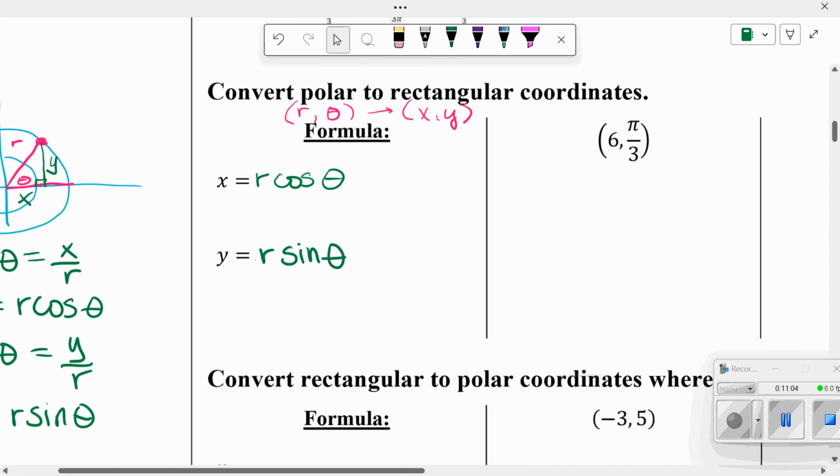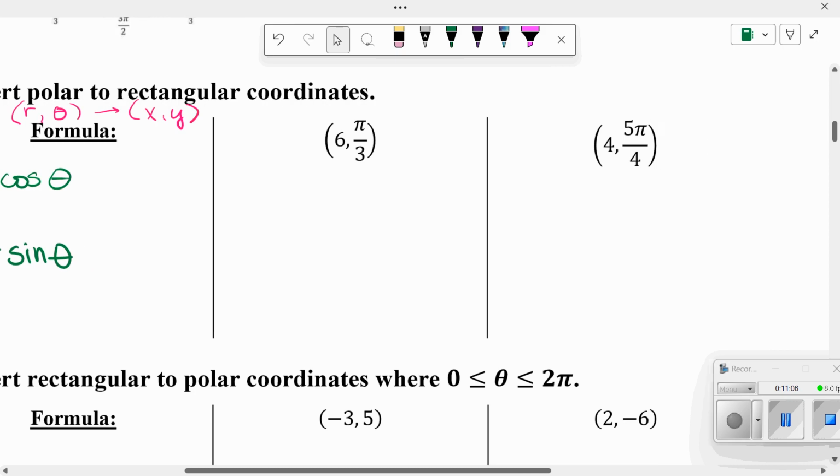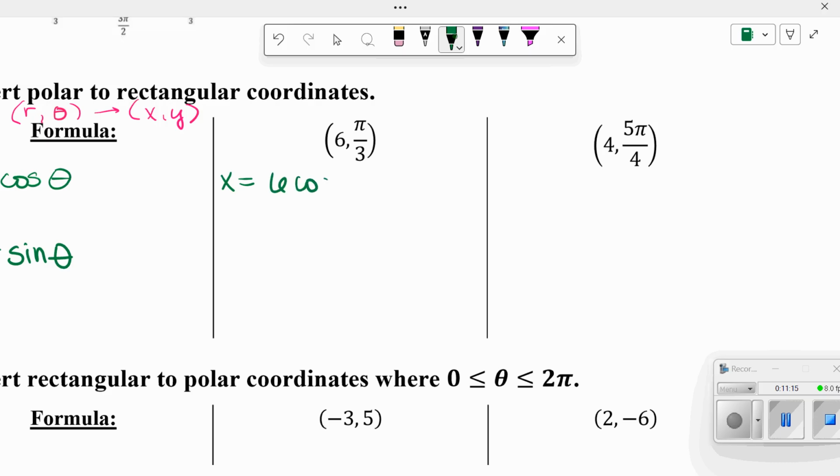All right, so let's check it out then. We've got the point 6 comma pi over 3. So using our formula, we know x is equal to r, which is 6, times cosine of theta, which is pi over 3. And then we just simplify if we can. We know pi over 3, that's one of them that we know. So the cosine value at pi over 3 is just a half. So this actually reduces down to 3.